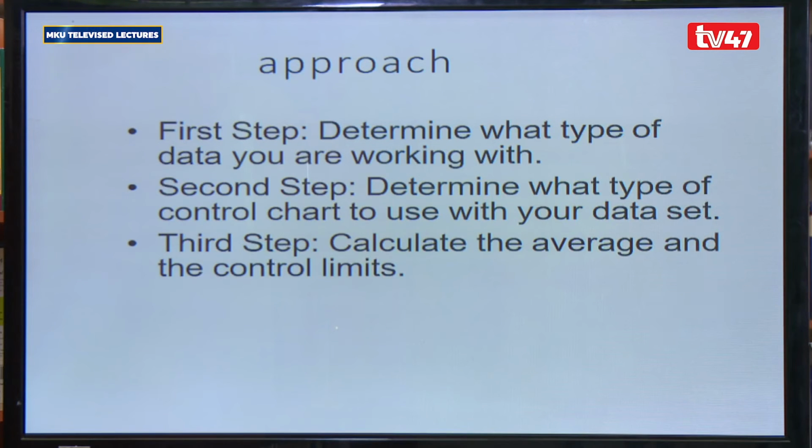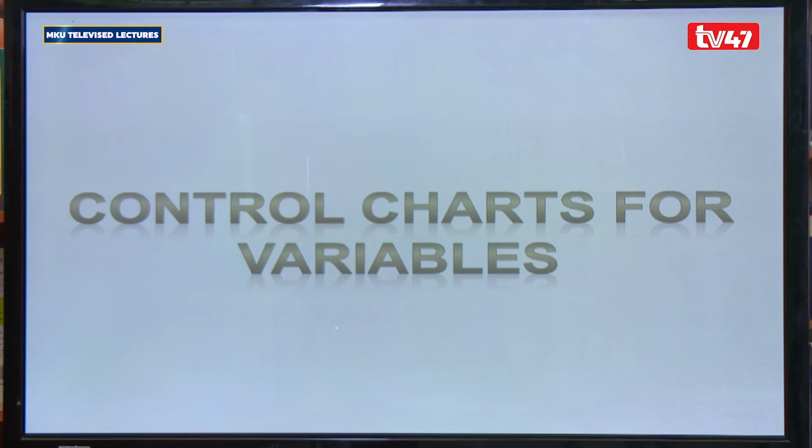Then the third step is to calculate the averages and the control limits. And we said that for the averages, we have the center line, which is simply the average or the mean of the sample characteristic or sample statistic that you work with. And then we have the upper and the lower limit, and we'll be able to see how we can easily find them. So we can start with control charts for variables.